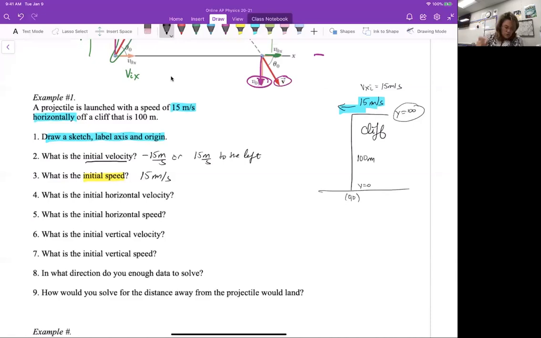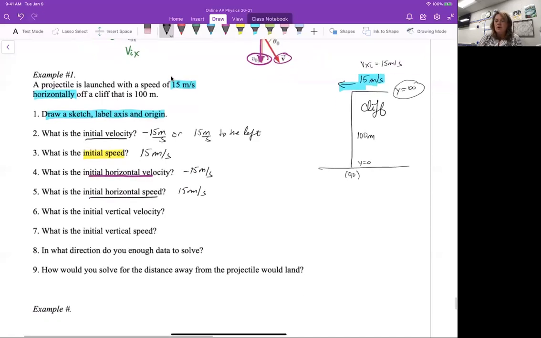What is the initial horizontal velocity? Now I'm actually asking for the horizontal. Well, that's exactly the same thing I just said: negative 15 meters per second, or 15 meters per second to the left. What is its initial horizontal speed? Same thing. You'll see why I'm breaking those up in a minute when I start going at an angle.